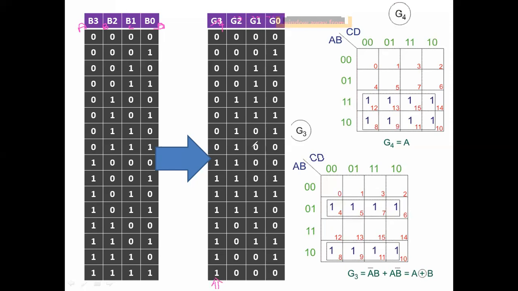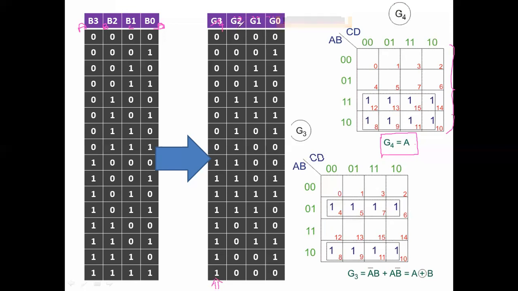You have to take this column, and then using the Karnaugh map, you fill the cells. Then making the grouping, finally you can get the gray code equivalent. So for G4, the reduction result is equal to A.